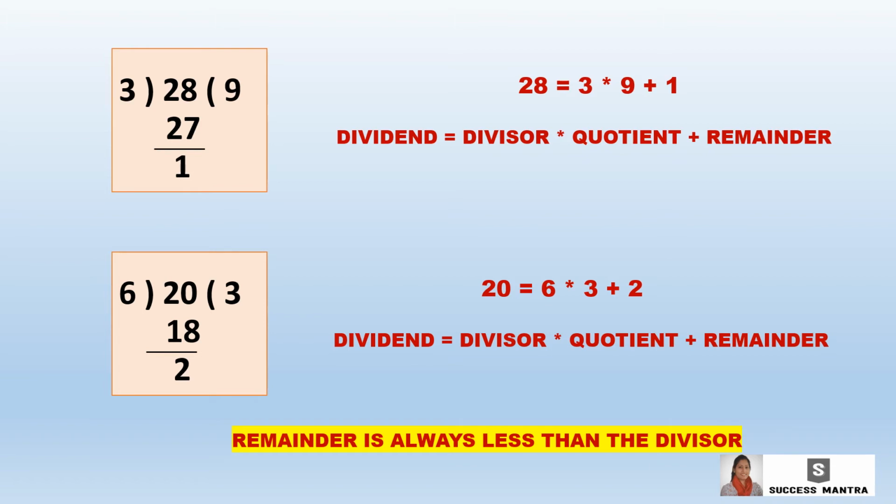And we have noticed one more case, that is the remainder. In this first case, 1 is always less than the divisor 3. And in the second case also, the remainder 2 is less than the divisor 6. So this is our second rule, that is the remainder is always less than the divisor.